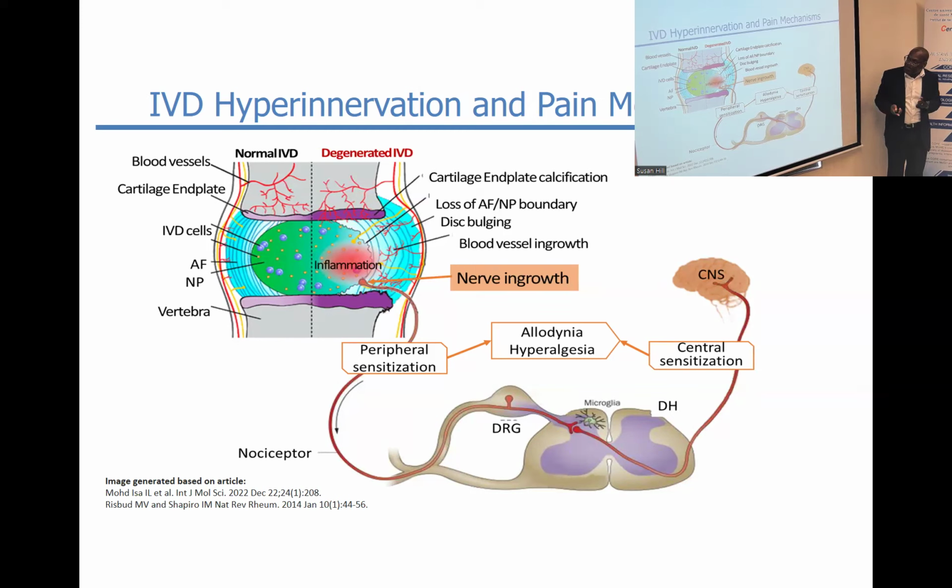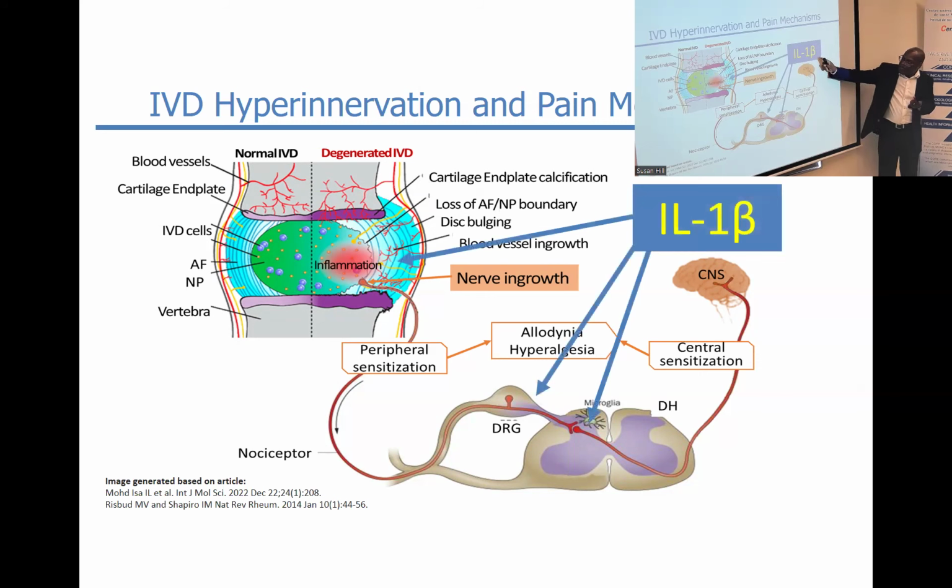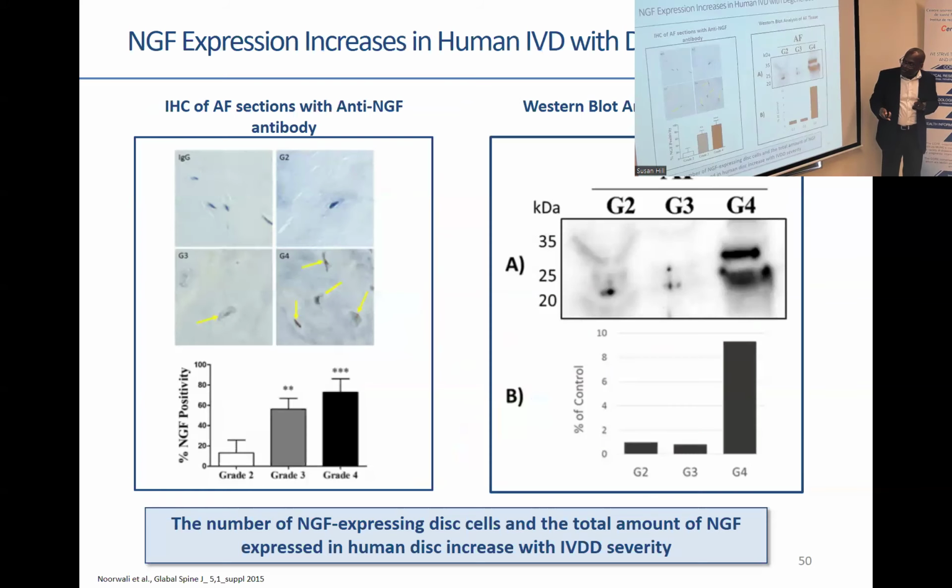So the important thing is that in the disc you have hyperinnervation, and the main player is IL-1 beta, interleukin-1 beta. We looked at the human intervertebral disc, and we found that with the different grades of degeneration, you get an increase in NGF with grade of degeneration. You can see NGF here.